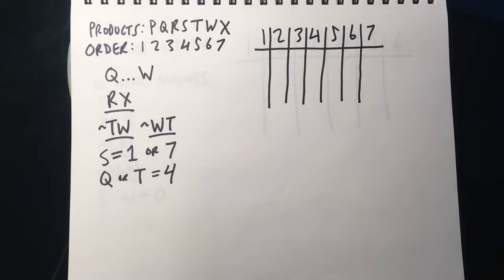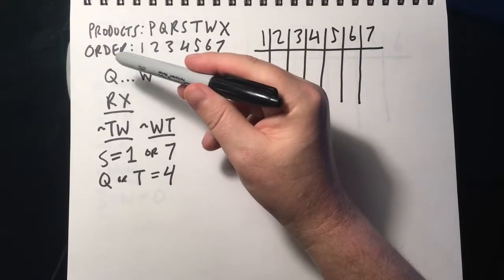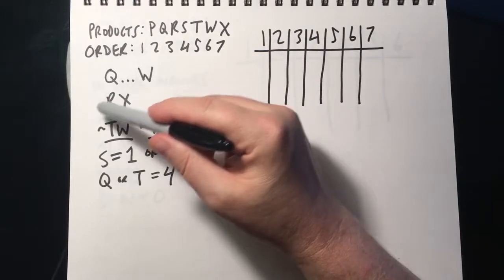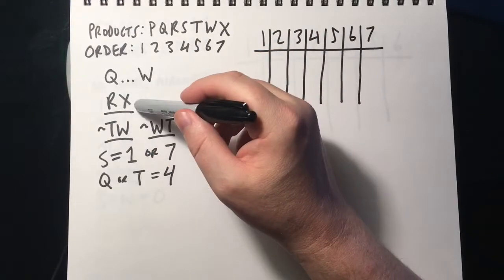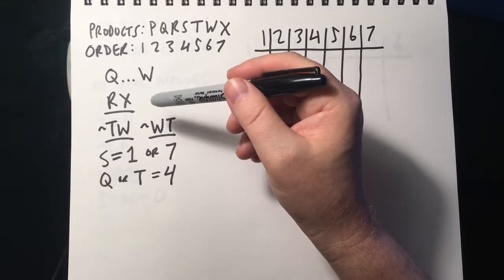Q comes before W. We indicate that Q ellipsis W. How far is the Q before the W? We don't know. Maybe Q is 1 spot before the W. Maybe Q is 5 spots before the W. Who knows? It says R is immediately before X, RX, and I indicate that they're bound together by putting a line underneath them. That's my preferred symbology, whatever works best for you.